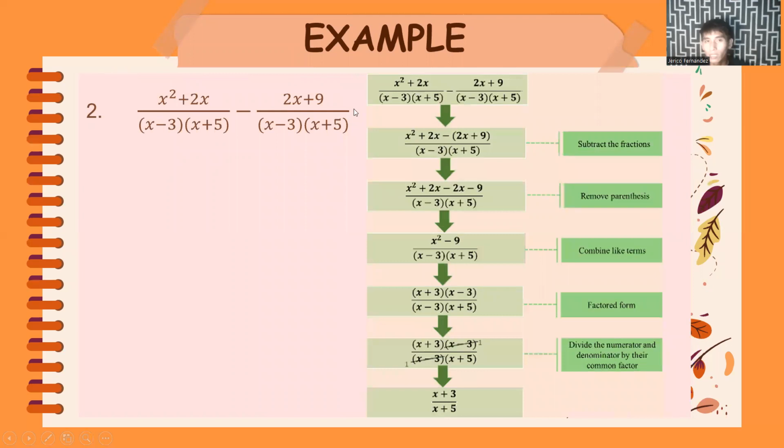Same goes with this. They have the same denominator. Just do the operation. When you have this expression and the operation is subtraction, you will distribute the negative sign to both terms of the expression. That's why we have here negative 2x minus 9. And then combine like terms. Then factor out. We also already have that here. Then cancel out. So we came up with this.